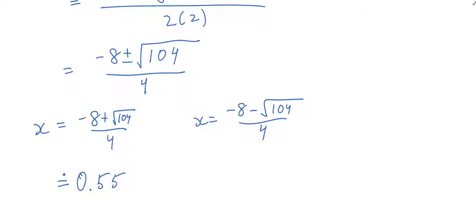Then for the next one, I go negative 8 minus the square root of 104, hit equals. You probably did that, Ben, because that's negative 18 when you do the second one where you're subtracting. And then divide by 4. And for this one, I got negative 4.55. And I'm done.